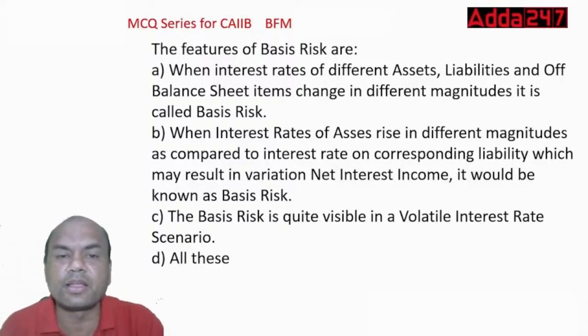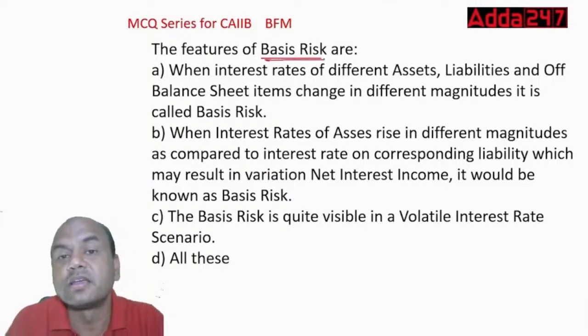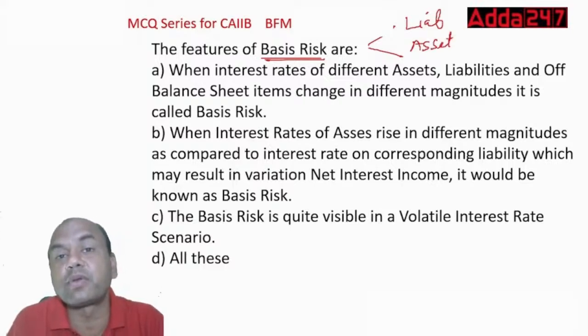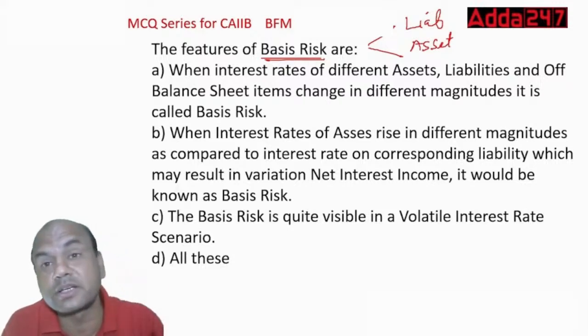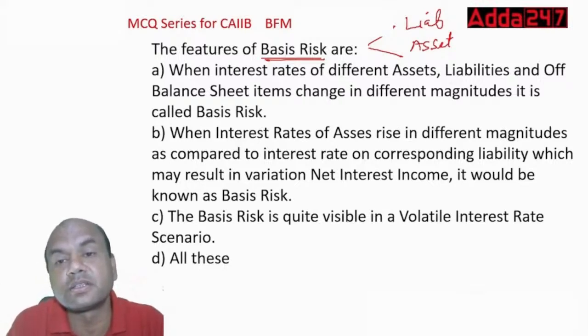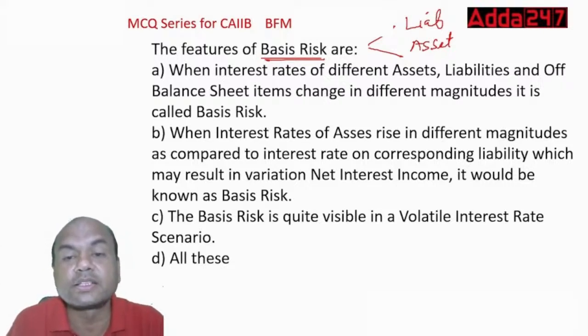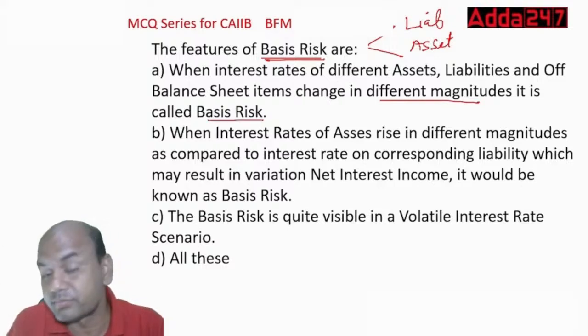These are the features of the basis risk. Basis risk means what? What is meant by basis risk? The rate of interest of liabilities and assets, means deposits and loans, changes differently in different magnitudes. ROI changes differently, means the rate of interest of deposit changes by 2% and rate of interest of loan changes by only 1%. So that is known as the basis risk. When the interest rates of different assets, liabilities and off balance sheet items change in different magnitudes, it is called basis risk.